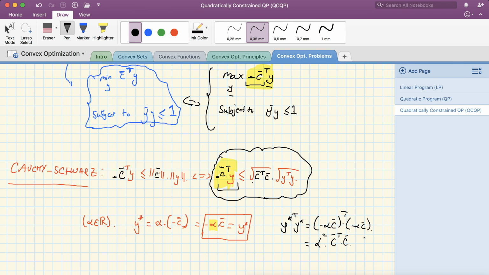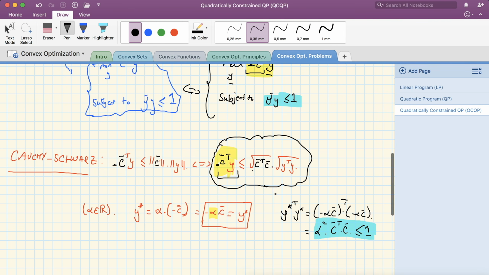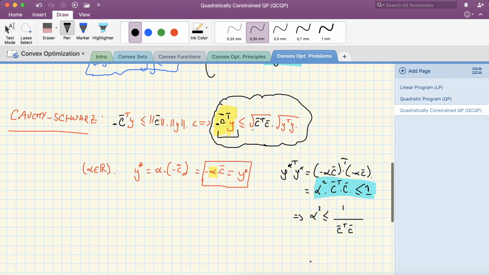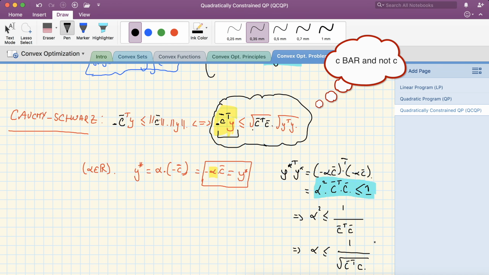Okay? So this should be less than 1 according to the constraint, right? So this is going to allow me to choose my alpha, or at least bound my alpha. This tells us that alpha squared should be less than 1 over c bar transpose c bar. And alpha here is positive because we know this is all negative, so we're going to choose alpha with the plus. Taking the square root of all this, we get the square root of c bar transpose c bar. So alpha at least should satisfy this.